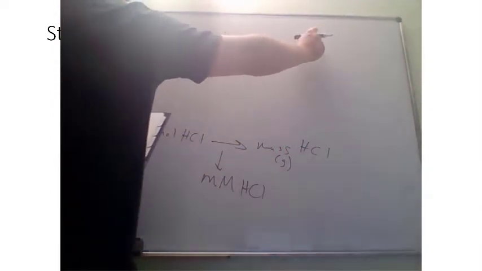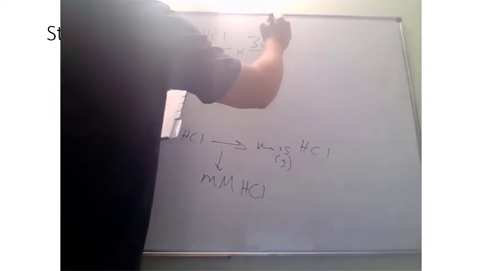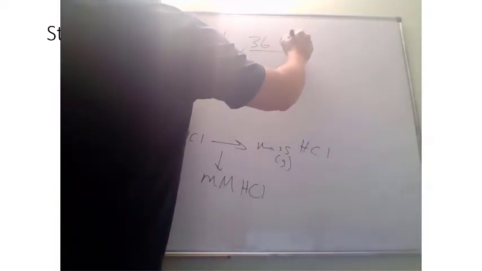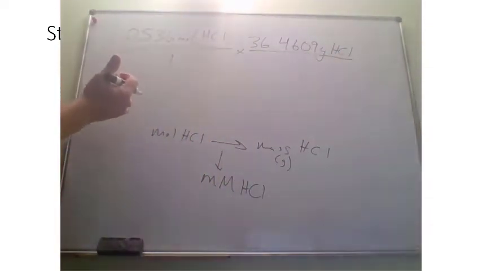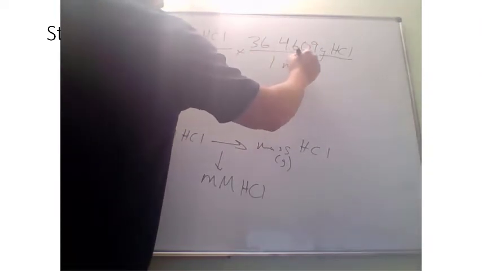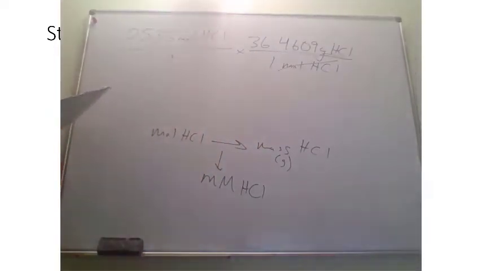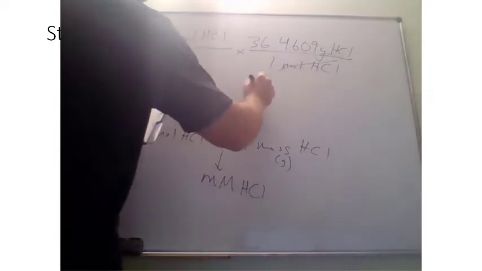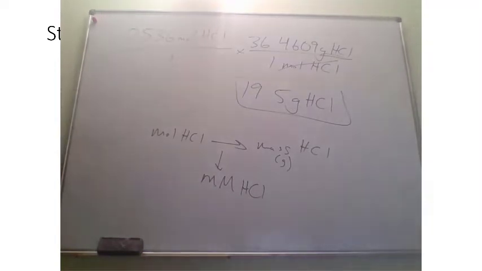So we know that we need to leave grams in our final numerator, and we need to cancel out this number of moles. So in order to do that, we write the molar mass, 36.4609 grams of HCl. Again, this number we determined in a previous problem. That's 36.4609 grams of HCl per 1 mole of HCl. So therefore, this mole of HCl can cancel, and we finish with grams of HCl on the top. Plug and chug, we get a final answer of 19.5 grams of HCl. So a very simple one-step conversion.